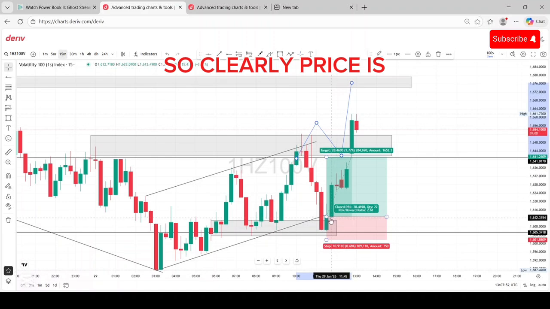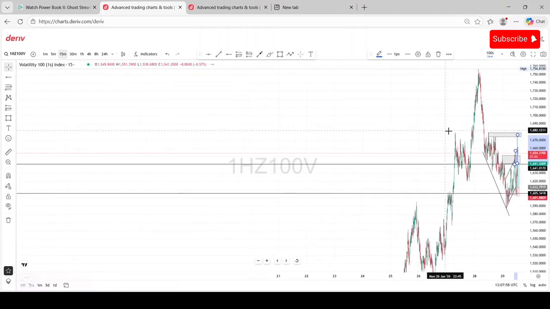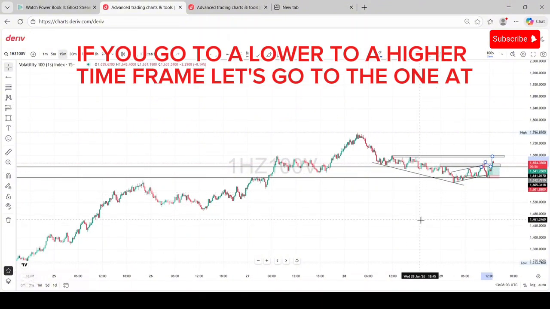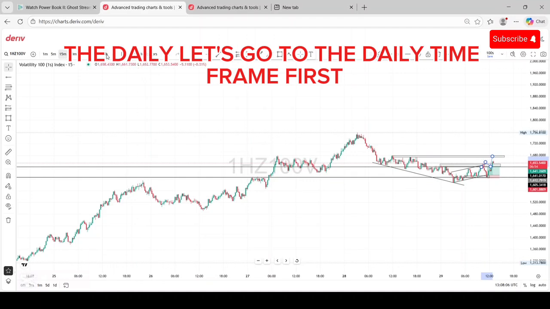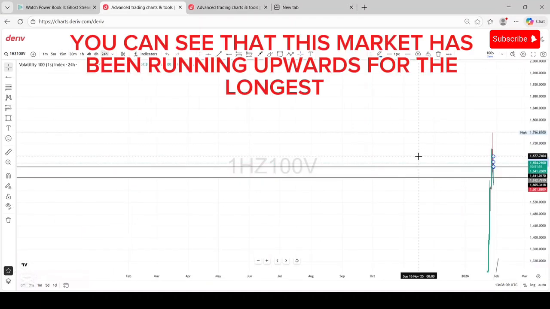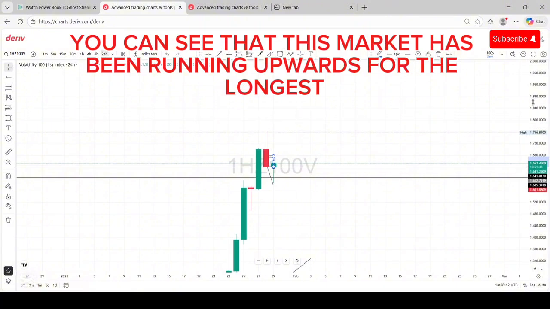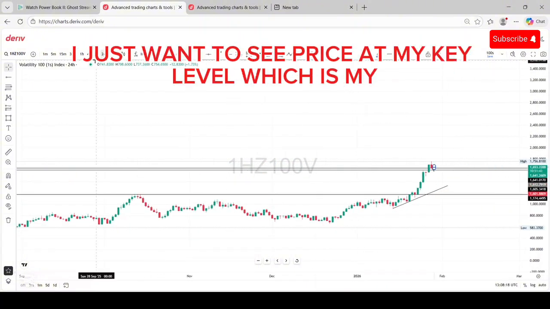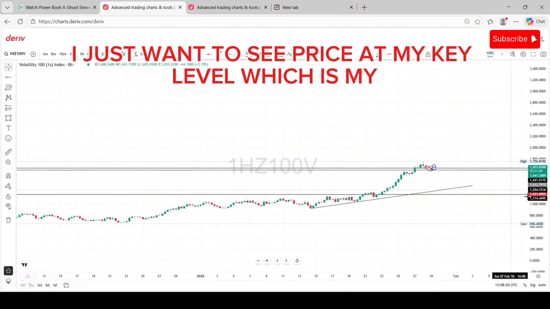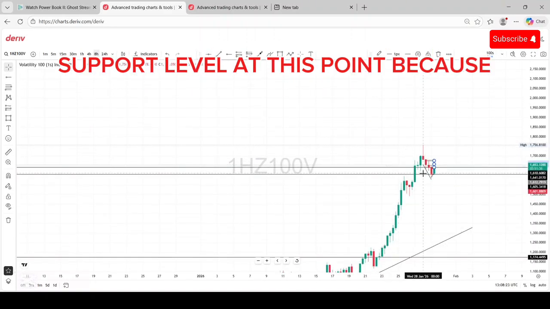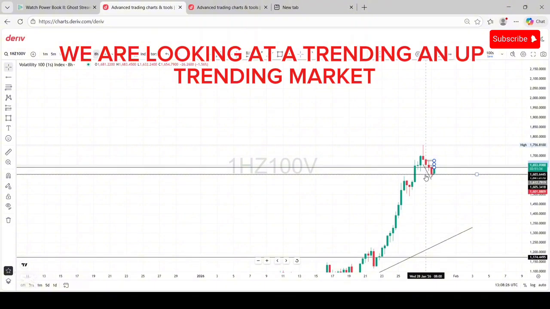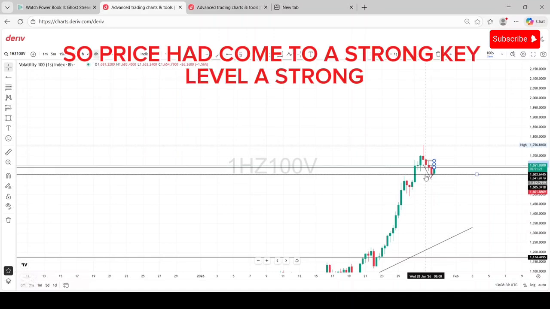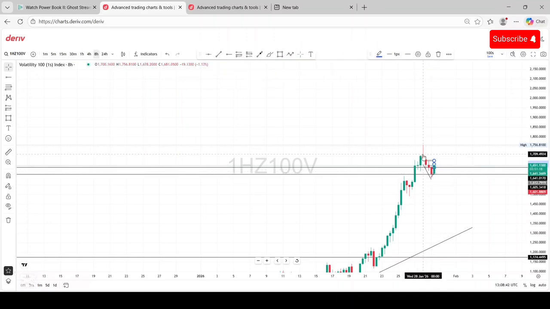So clearly the market has been trending to the upside. If you go to a higher time frame, let's go to the daily time frame first. You can see that this market has been running upwards for the longest. I'm quickly going to navigate. I want to see price at my key level, which is my support level at this point, because we are looking at an uptrending market, and we should be looking for buying opportunities, right? So price had come to a strong key level, a strong support zone.